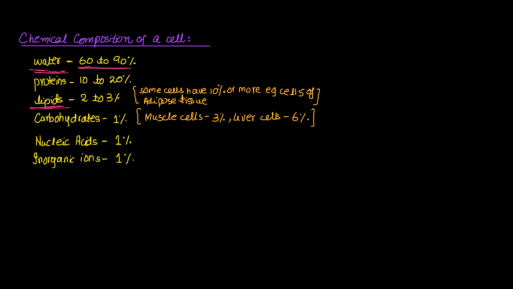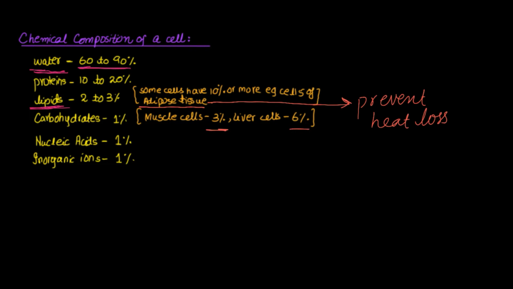Why? Because the main function of this tissue is to prevent heat loss. So more fat or more lipids means less heat loss. That's an adaptation of this tissue. Then we have carbohydrates. We have 1% generally, but in muscle cells we can have up to 3%, and in liver cells we can have up to 6%.